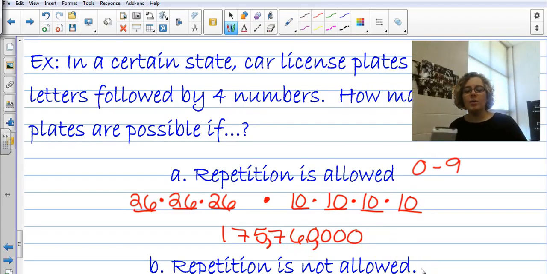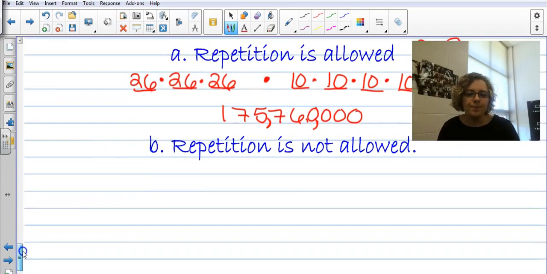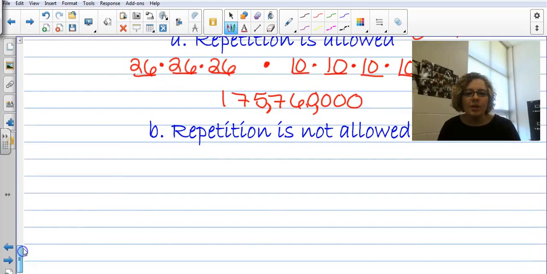All right, your large number is 175,760,000. Well, that makes sense, right? There's a lot of cars in each state, so there needs to be a lot of license plate options. Now we're going to do the same thing, only this time repetition is not allowed. So I have 3 letters and 4 numbers.